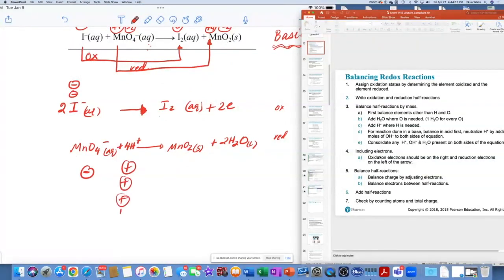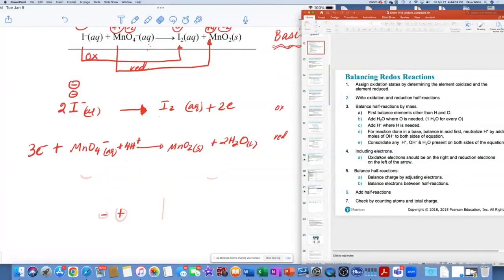So negative here, positive: one, two, three, four, right? And so this neutralizes that. So now we have an excess of one, two, three positives. So we want to make the left side match the right side. The right side has no charge. This is just zero. So we need to have three negatives here to make the left side match the right side, right? So that means add three electrons.